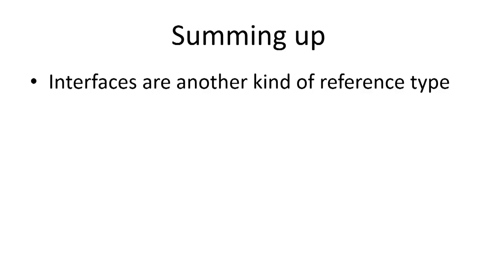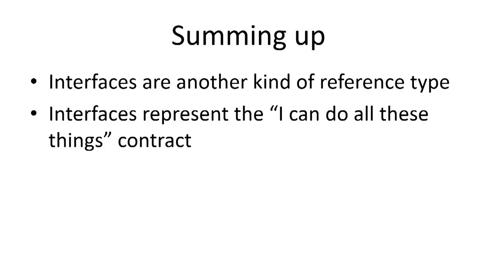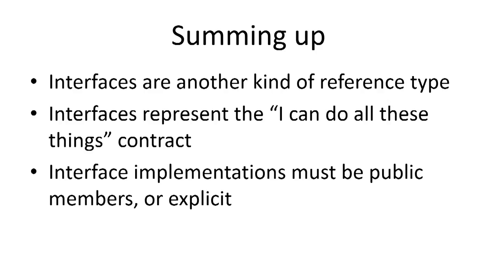So summing up, interfaces are yet another kind of reference type, similar to classes. Interfaces represent the "I can do it" contract. And interface implementations must be public, or they must be explicit.